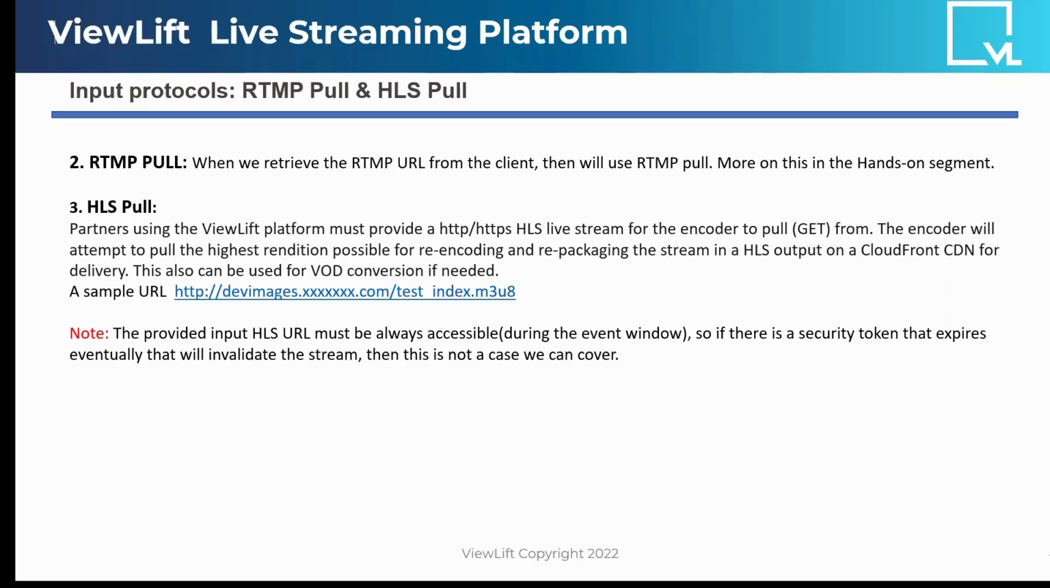Now going on next, HLS pull. We all are aware that HLS is widely used, and we can accept the HLS input in our encoder. So our encoder is flexible to receive the HLS pull, get all the data, re-encode, package, then again deliver the services to CloudFront. Mostly HLS pull is also required whenever we need live to VOD conversion. So we use HLS pull in those cases.